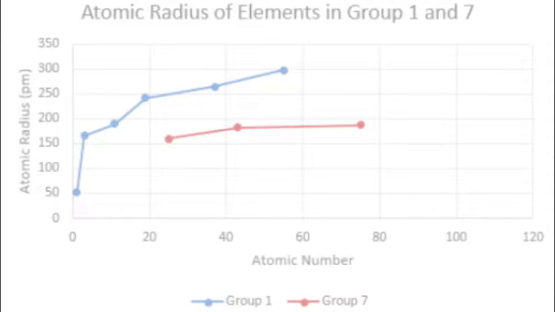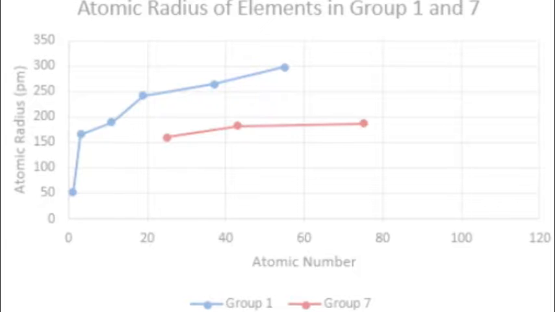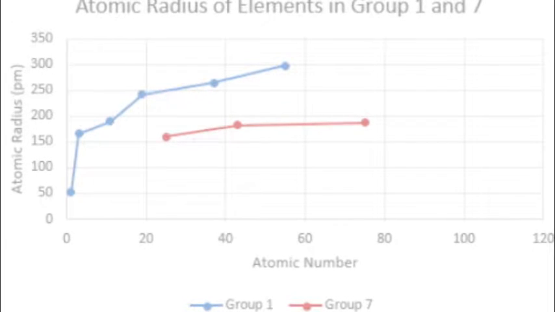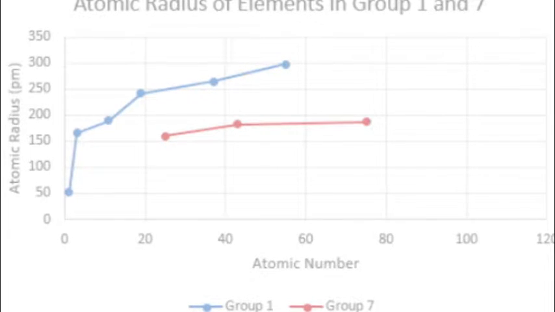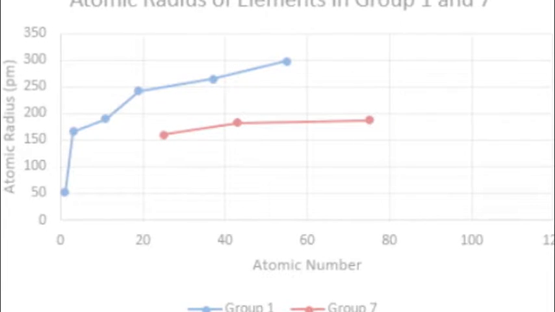This second graph shows the atomic radius in picometers of each element by atomic number, but this time only group 1 and group 7. This shows how if you go from the top of the group to the bottom, the value of the atomic radius increases with each new energy level added.